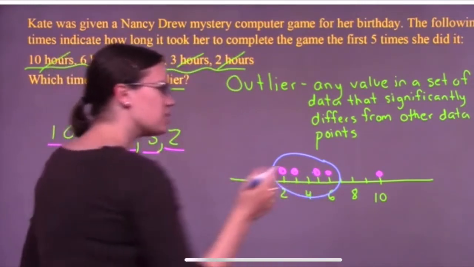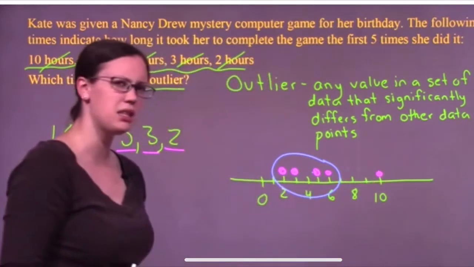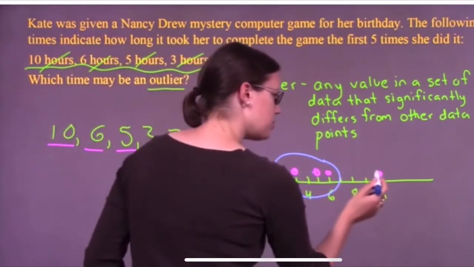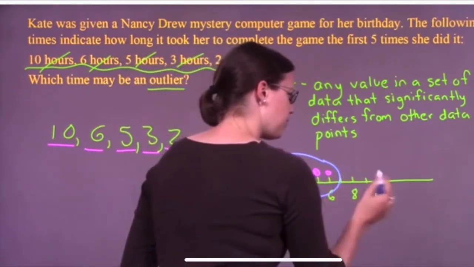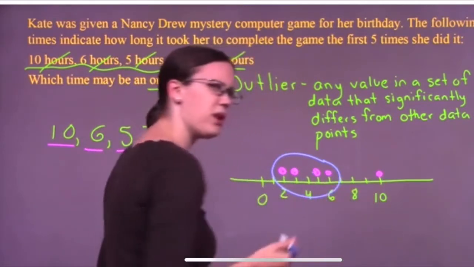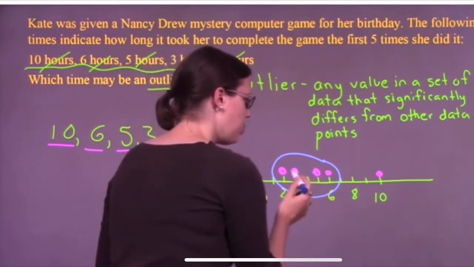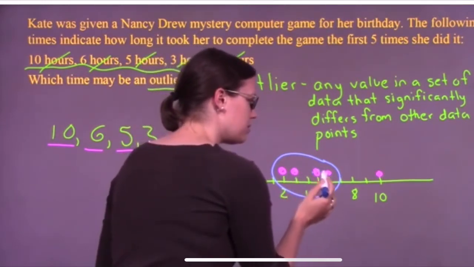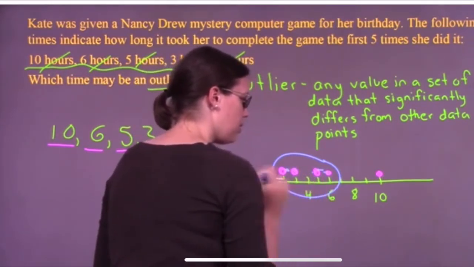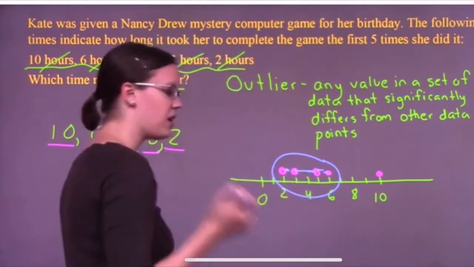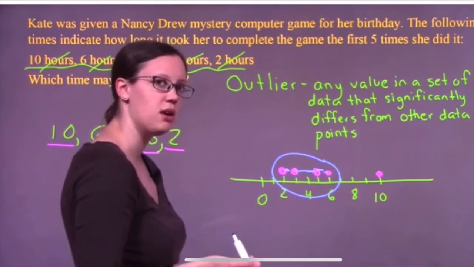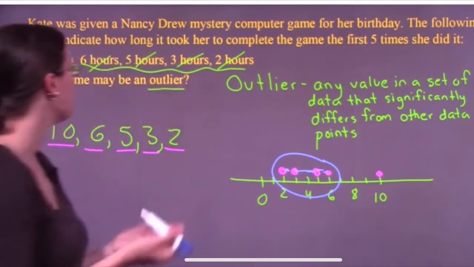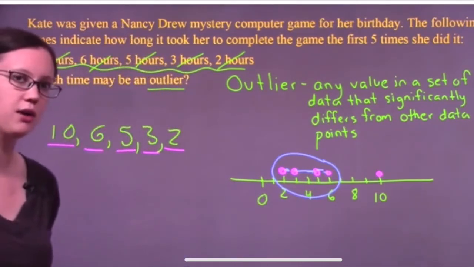This one, how close is it to the nearest point? Well, the nearest point to the 10 is a 6. 6 plus 4 is 10, so 10 is 4 points away from 6. But these other points are all either 1 point or 2 points away from each other. So the 10 we can see here is our outlier, or maybe our outlier.